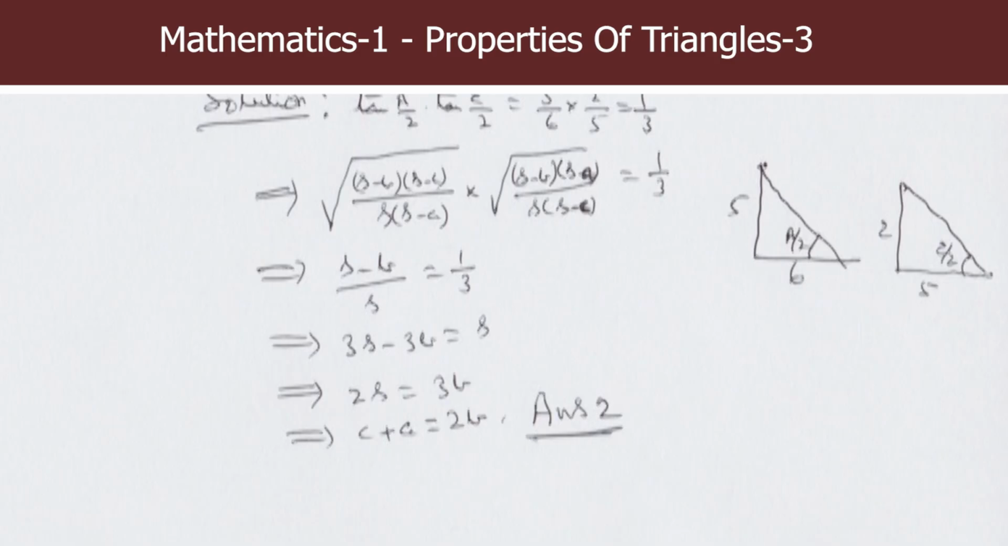So if you simplify it, the common terms will cancel. So (s−b)/s is equal to 1/3, or 3s − 3b is equal to s. 2s is equal to 3b. 2s means a + b + c. But here 3b, 1b will cancel. So c + a is equal to 2b. So that means those sides are in arithmetic progression. But what you asked is the relation between the sides. So 2b is equal to c + a. So the correct option is option number 2.